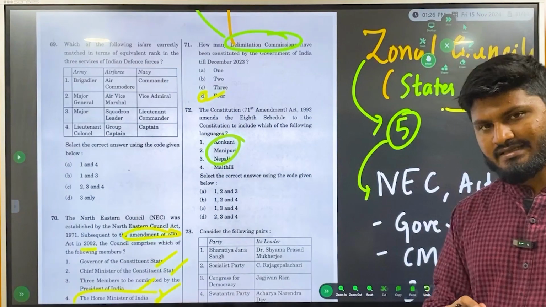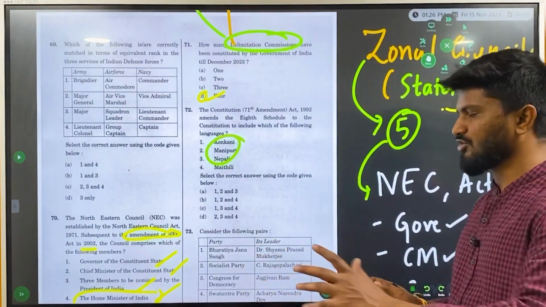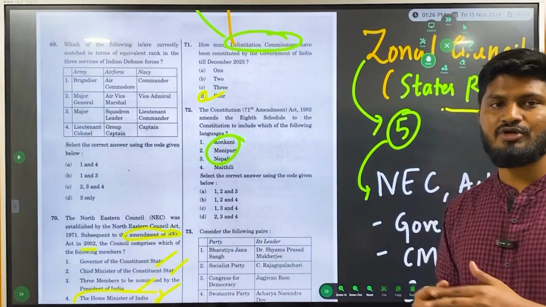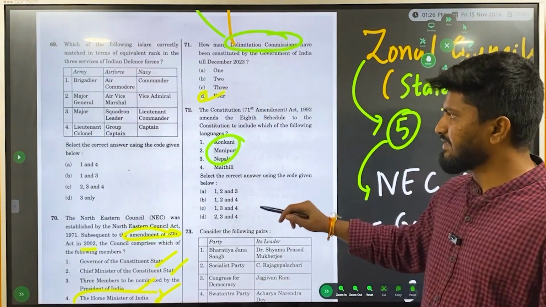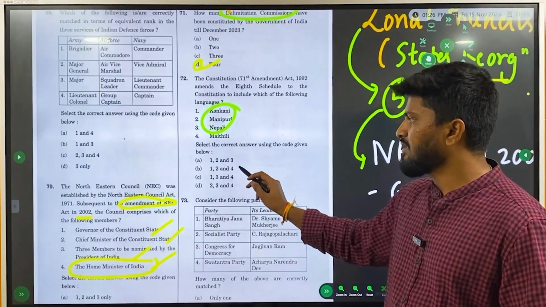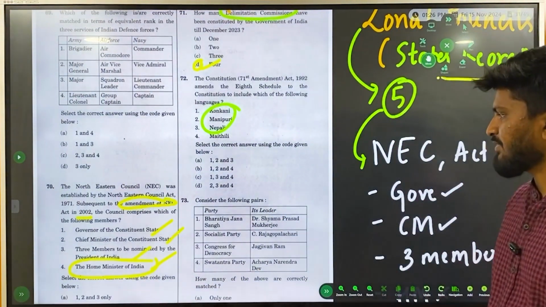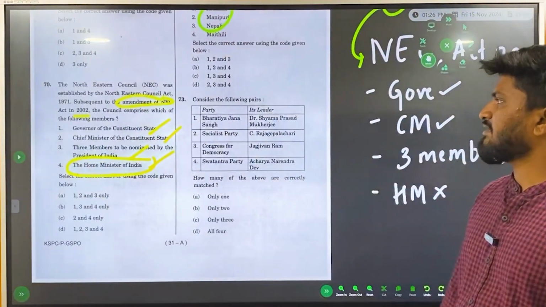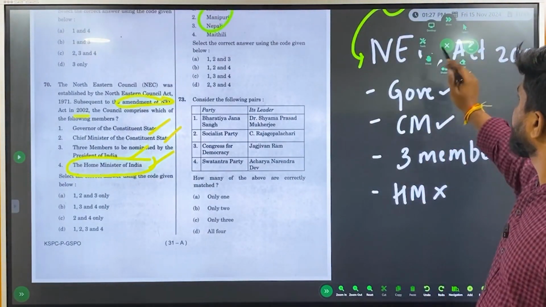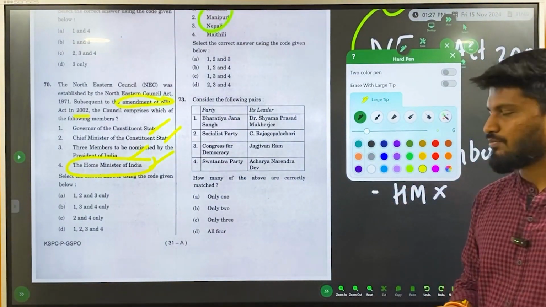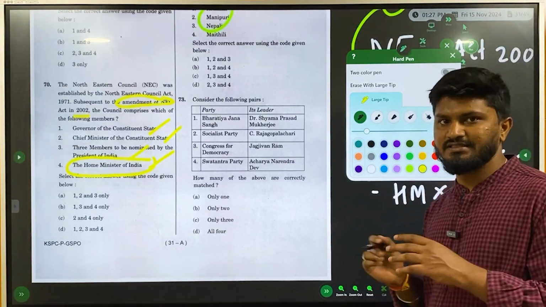If you just remember the latest languages which have been added through the latest amendments, then you will be able to answer this question easily. The correct answer here is Konkani, Manipuri, Nepali, that is option A, 1, 2, and 3 only. Then consider the following pairs. Last year was the election year, so most of the questions are related to parties and elections.